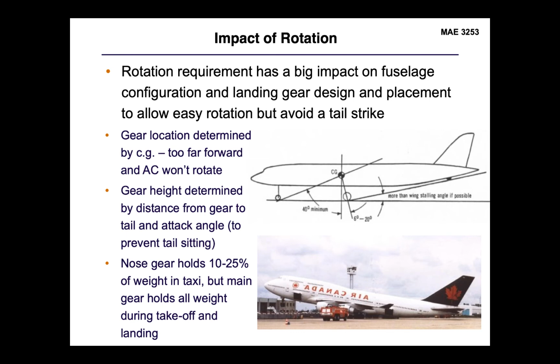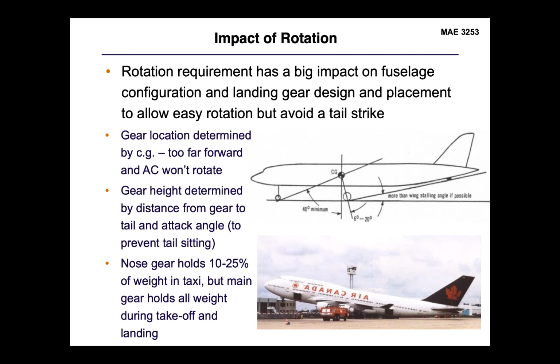Now, if we think about this from a force balance perspective, that coupling moment is going to be dependent upon the distance between your main gear, where most of your weight is acting, and the location of the center of gravity. A common mistake in initial aircraft designs is to put that main landing gear too far back.